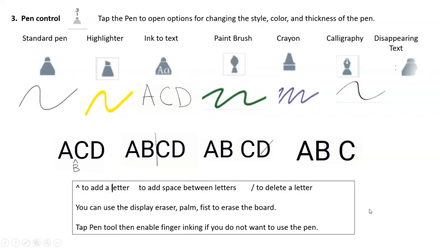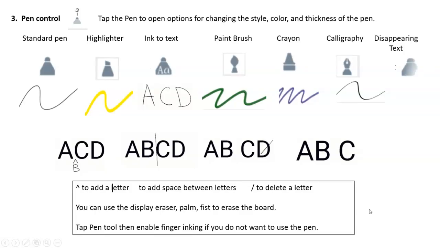Highlighter, if you want to highlight a certain word. This is ink to text. I'll explain that after I finish this. This is a paintbrush, crayon, calligraphy, disappearing ink. So if you click on that and you write something, a few seconds later, that text is going to disappear.